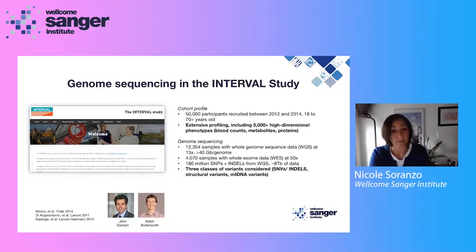Importantly, these participants had also volunteered to create one of the richest resources that includes extensive profiling of thousands of phenotypes, including multiple measurements of blood counts, metabolites, proteins, as well as traditional risk factors. So in partnership with them, we decided to genome sequence nearly 17,000 donors of the cohort, including a combination of whole genome and whole exome sequencing technologies. And we have now collected a large catalog of genetic variation from these data.